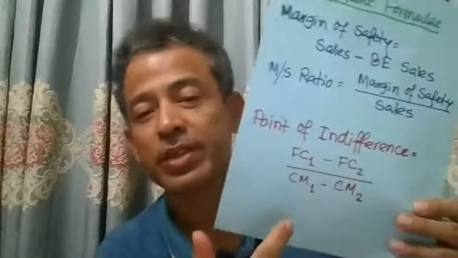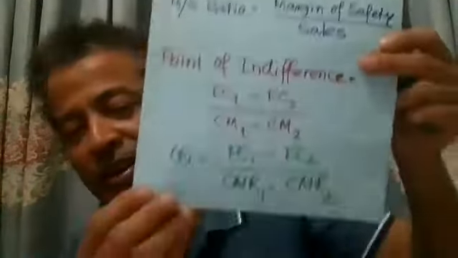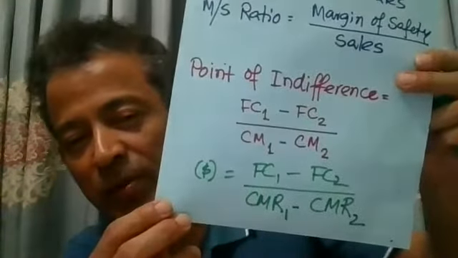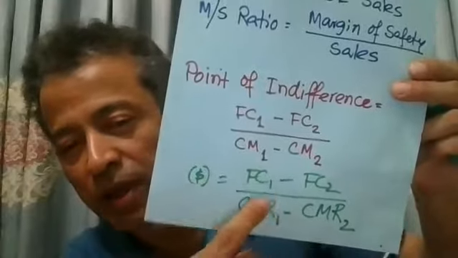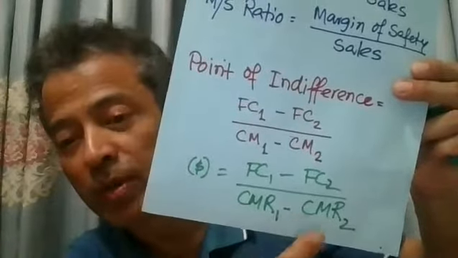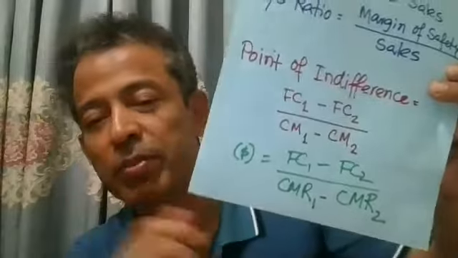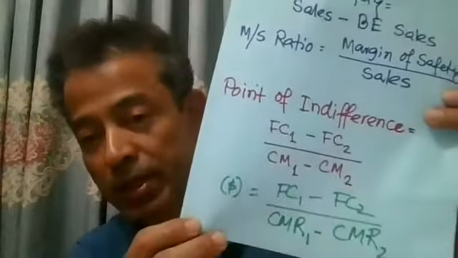So this point of indifference can be calculated in terms of dollars as well. All you have to do is FC1 minus FC2 divided by CMR1 minus CMR2. So that's the alternative formula: FC1 minus FC2 in dollars, divided by CMR1 minus CMR2. That will give you the point of indifference in terms of dollars.